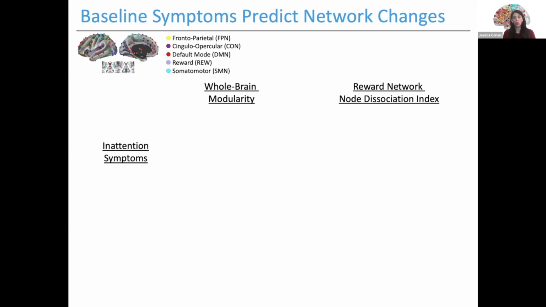And we looked both at change in whole brain modularity and also at node dissociation index of the reward network and how they were predicted by ADHD symptoms. So in these plots, I'm plotting symptoms on the x-axis and then the change in brain metric on the y-axis. And so for symptoms, these are from the Conners parent report, and we're reporting the raw score on the subscales, in this case, the inattention subscale. And on the y-axis, we're plotting the change in modularity, in this example, change in the brain metric, with positive values, again, indicating that modularity was higher during the placebo session and negative that it was higher during the drug session.